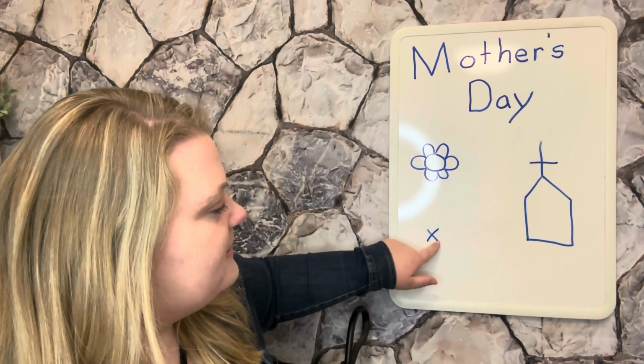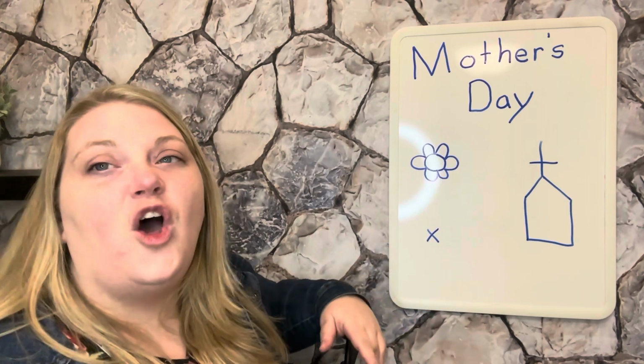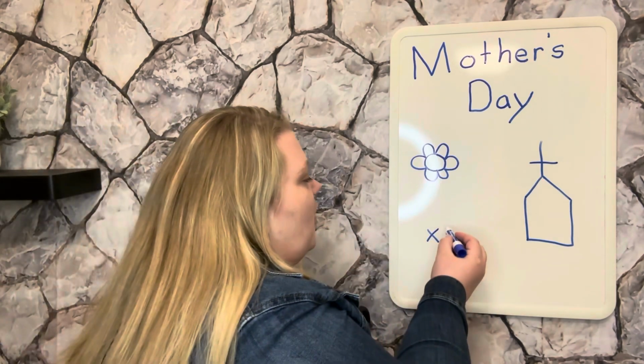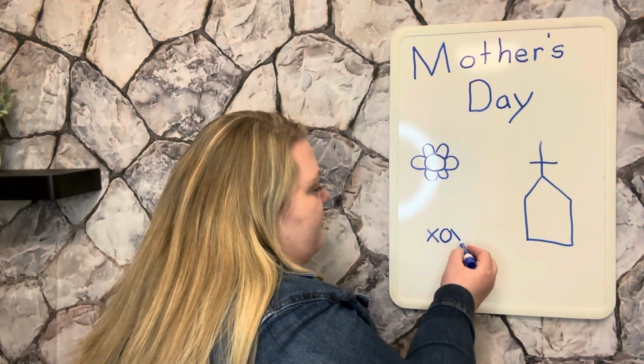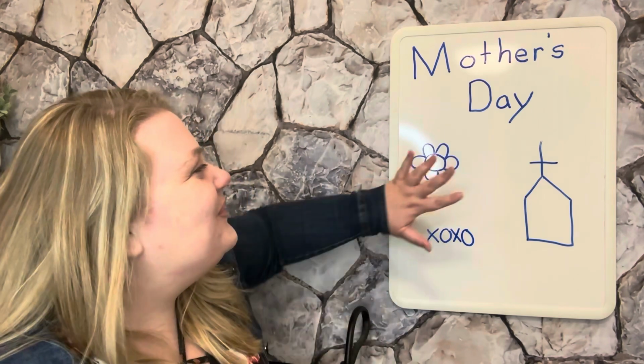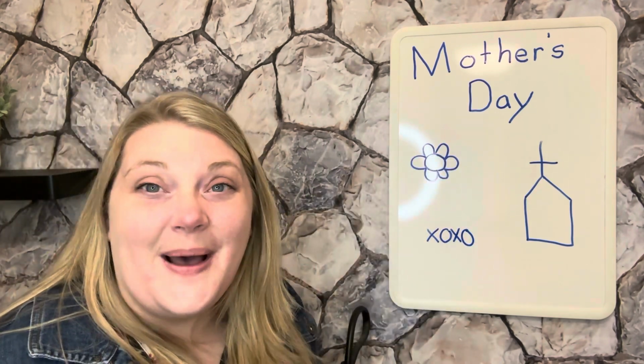See, it's two lips. They're meeting like that. X, and then an O is where your arms go around the other person. So that's the O's. And I'll put two of them. 2 kisses and 2 hugs. So those are all the things that my mom loves on Mother's Day.